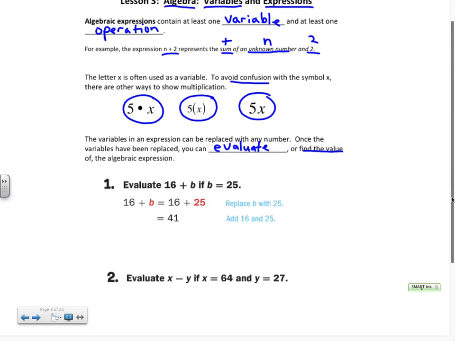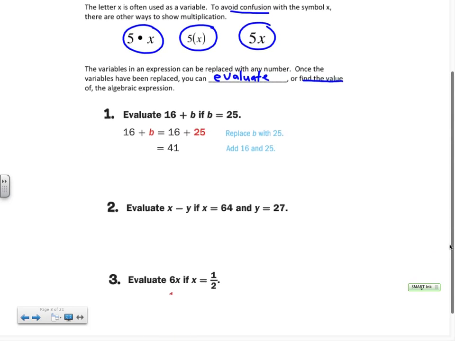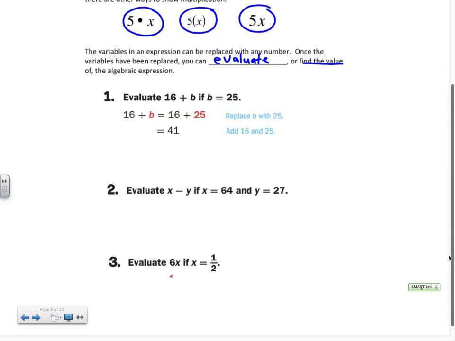Number 1, the directions say evaluate, that means solve, find the value, of 16 plus b if b equals 25. So we have 16 plus b equals 16 plus, well, they're telling us here b equals 25, so we'll just substitute the b for the 25. So that answer is 41. Notice these equal signs are lined up. That's the correct way to align an algebraic equation so that everything lines up on one side of the equal sign and the other side.